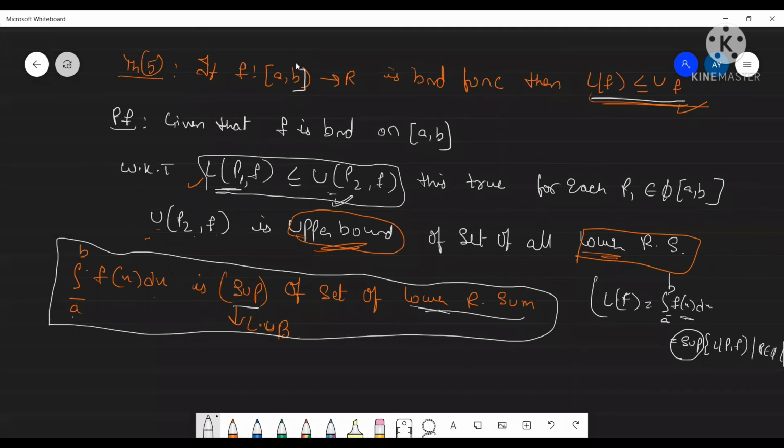Now we have to write the next step. What was the step that we wrote? The integral from a bar to b of f(x) dx is the supremum of the set of all lower Riemann sums. That implies the integral from a bar to b of f(x) dx is less than or equal to U(P2, f). Why did we write this? Because in words we wrote that U(P2, f) is an upper bound of the set of all lower Riemann sums. So from that, what can we write?